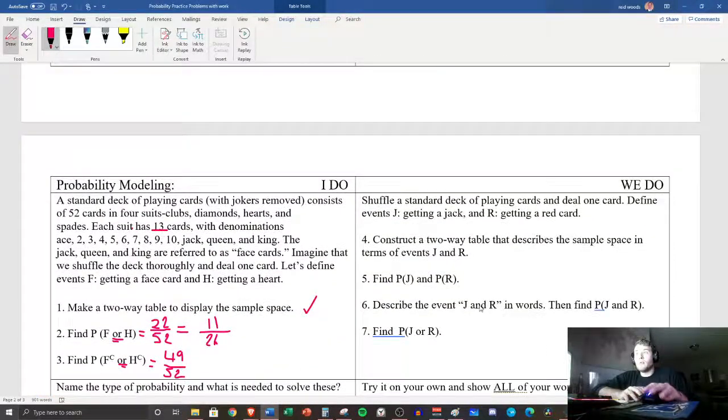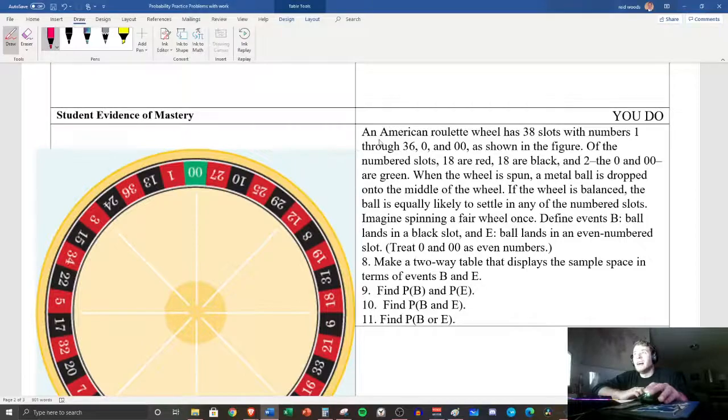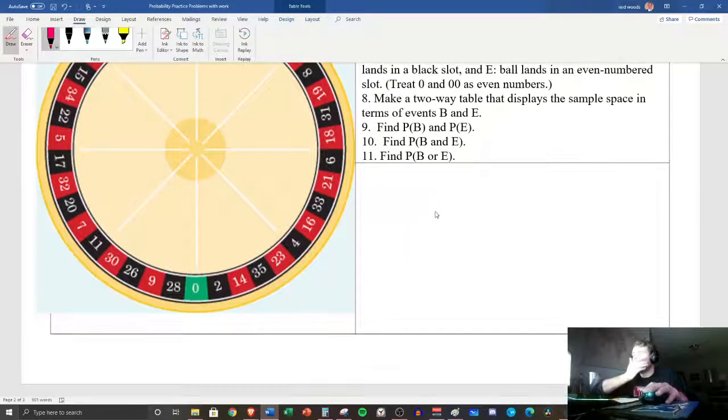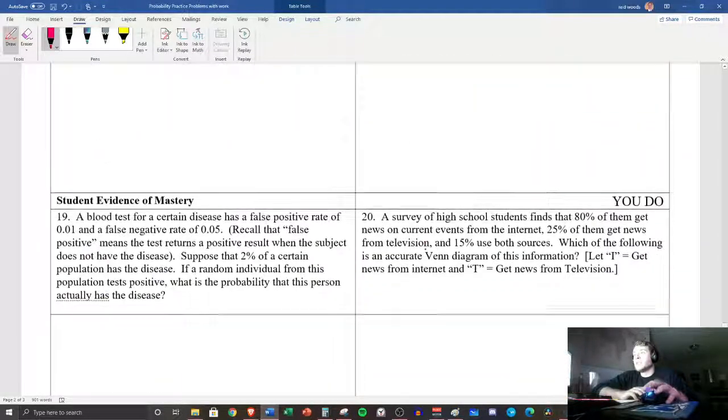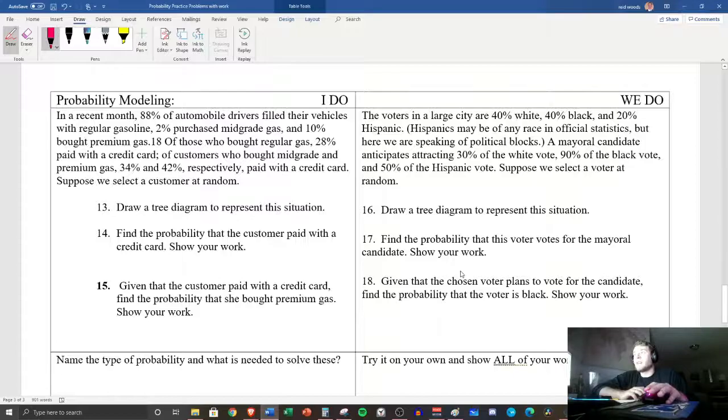We've got a lot of really cool problems here for you to try. More playing cards trying to set up. Here we have red card and jacks. So that's an interesting 2-way table to try out on your own. And then we have this roulette wheel. That's pretty interesting. Okay, so give those a shot. Move to this final page here where we're going to talk about tree diagrams.